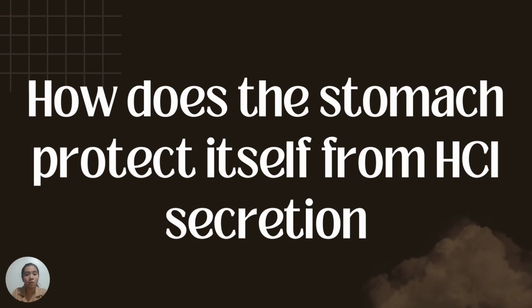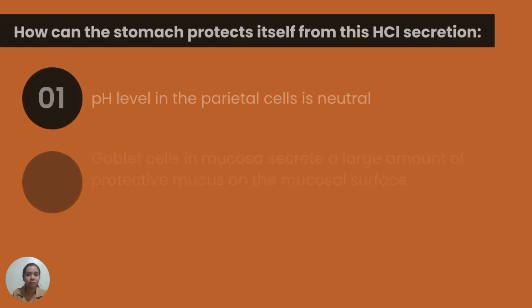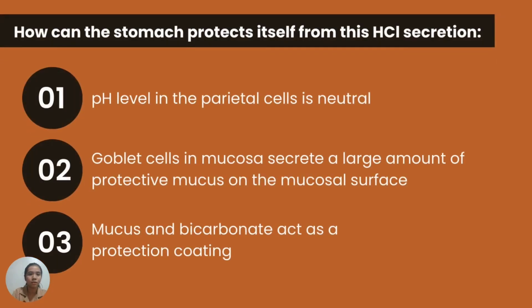So how can the stomach protect itself from hydrochloric acid secretion? First, the reason why the gastric mucosa isn't affected by the secretion of hydrochloric acid is because the pH level in the parietal cells is neutral. It does not change in acidity due to its mechanism.